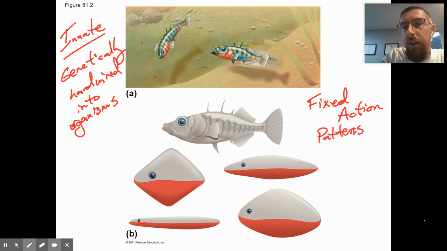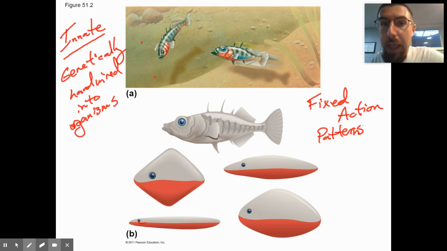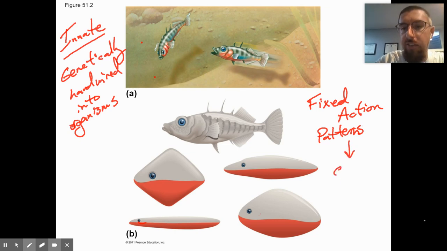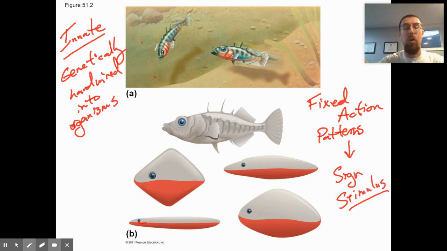Fixed action, oh, that should be an N there. Fixed action patterns. These behaviors are initiated by something called a sign stimulus. So if an organism were to encounter a sign stimulus that triggered a fixed action pattern, the animal or organism would do that behavior to completion.